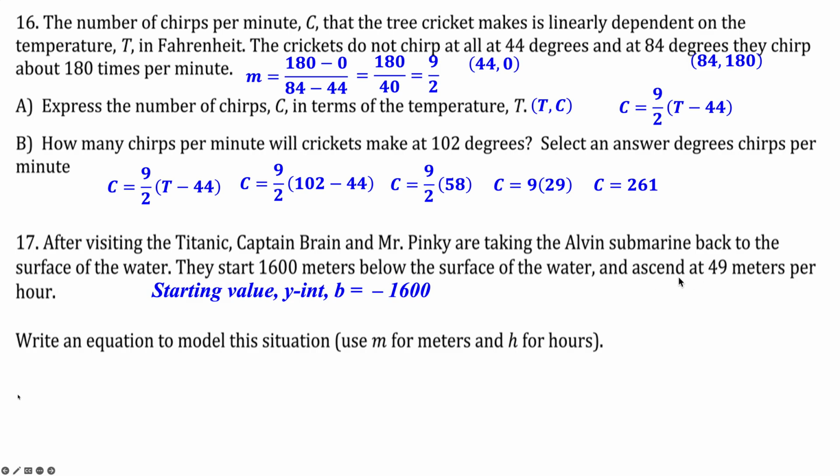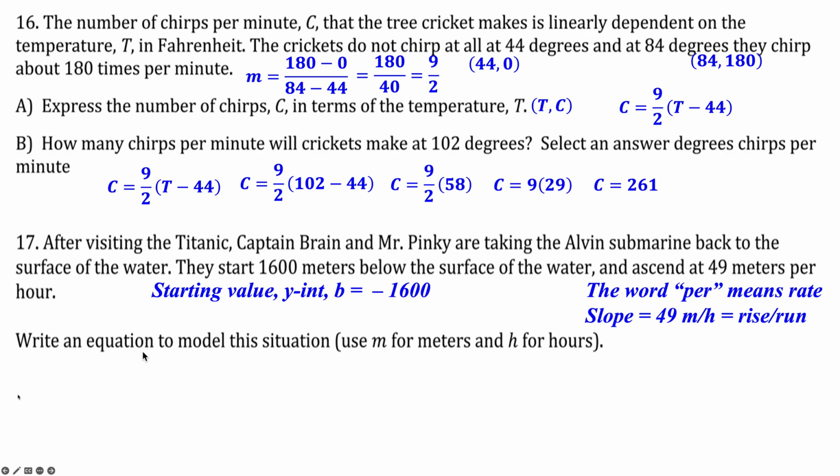And ascended, that means it's going up, so that's a positive 49 meters per hour. If it said descended, then it would be negative. So the word per means a rate, and all rates are the same as slope. So 49 meters per hour, that's your rise over run. We go up 49 meters per 1 hour to the right. So that's how we create the slope of our line.